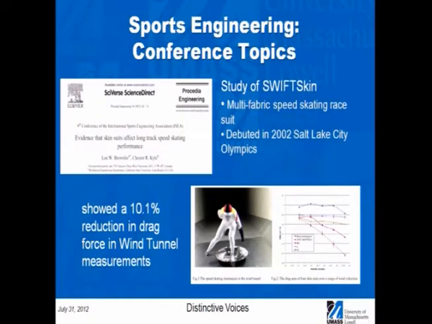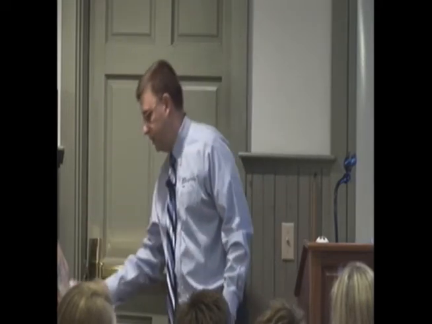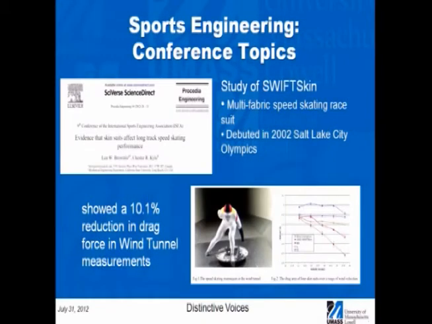So just to pull out a few of the papers that exist in the proceedings, as I said in my description, the hardest part of the conference was pulling together the 146 conference papers that were peer-reviewed into the proceedings. I'm going to just go through five examples, I believe. There might be six. And in these, we have a study of the Swift Skin, which is a multi-fabric speed skating suit that was developed for, or debuted, in the 2002 Salt Lake City Olympics.